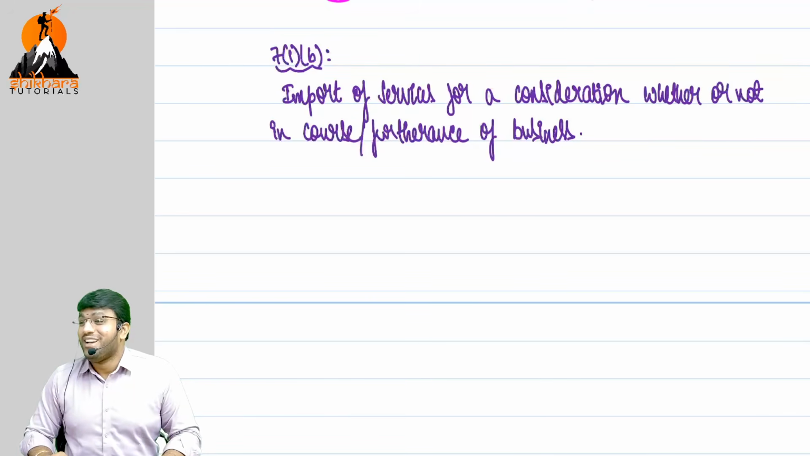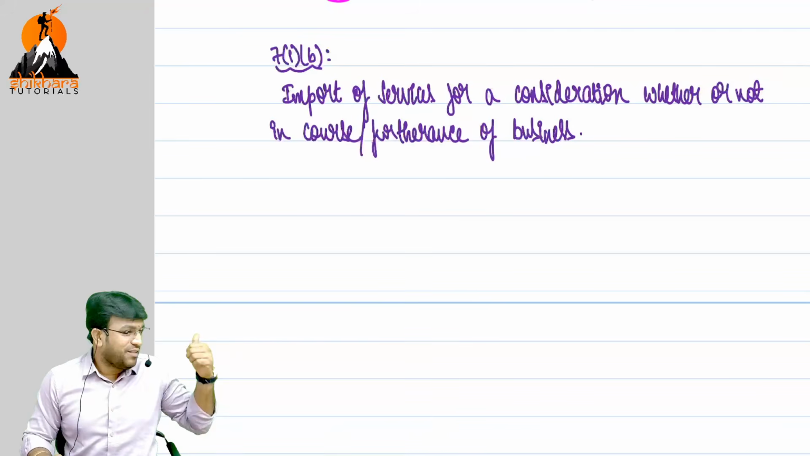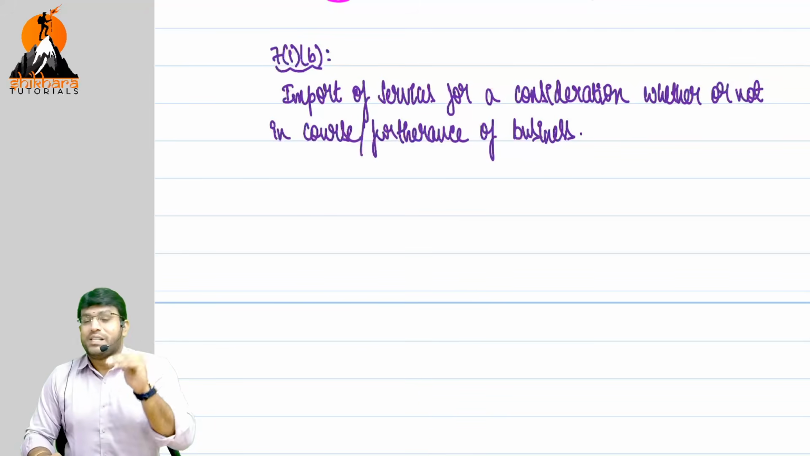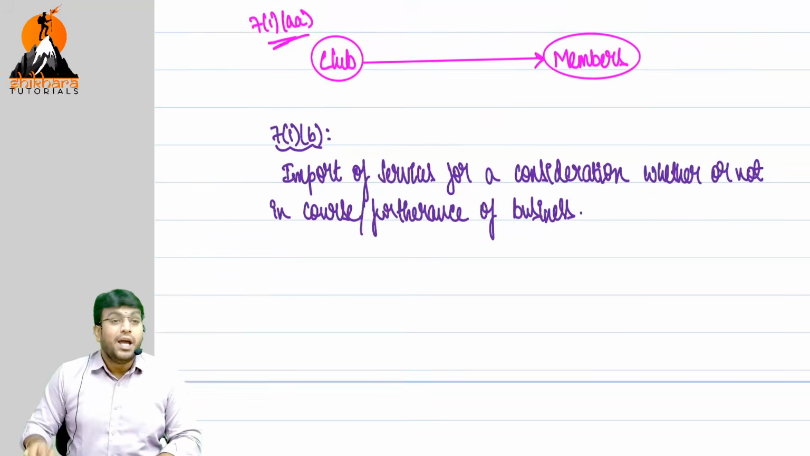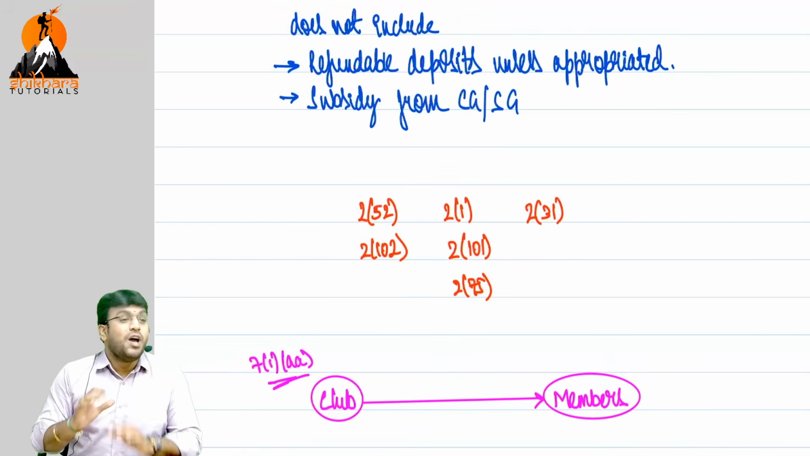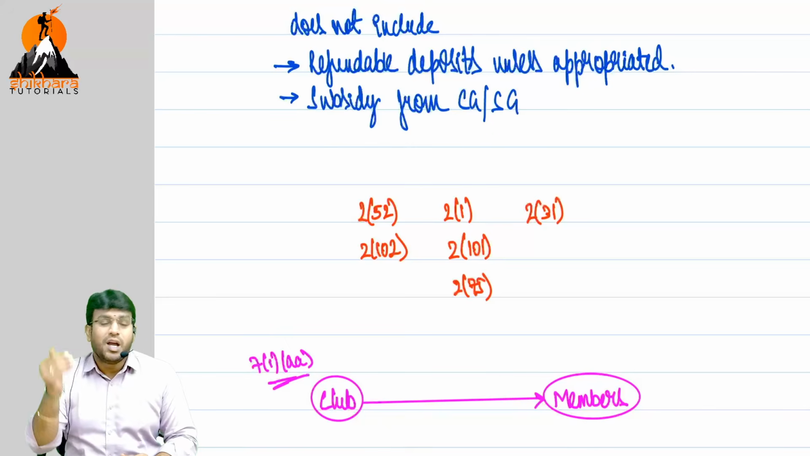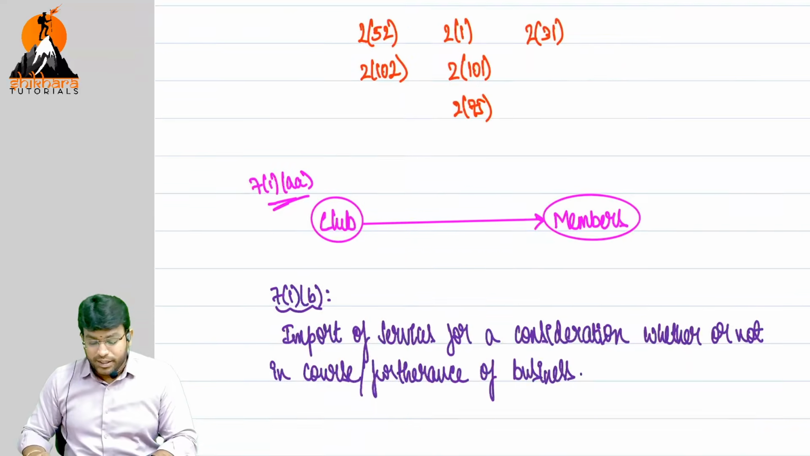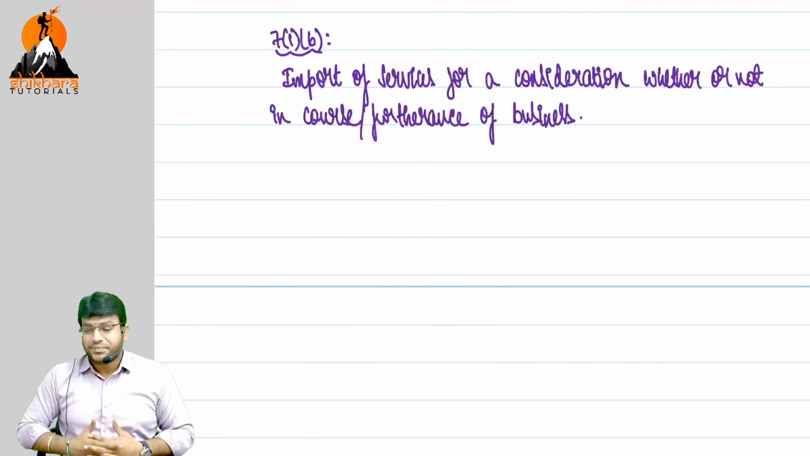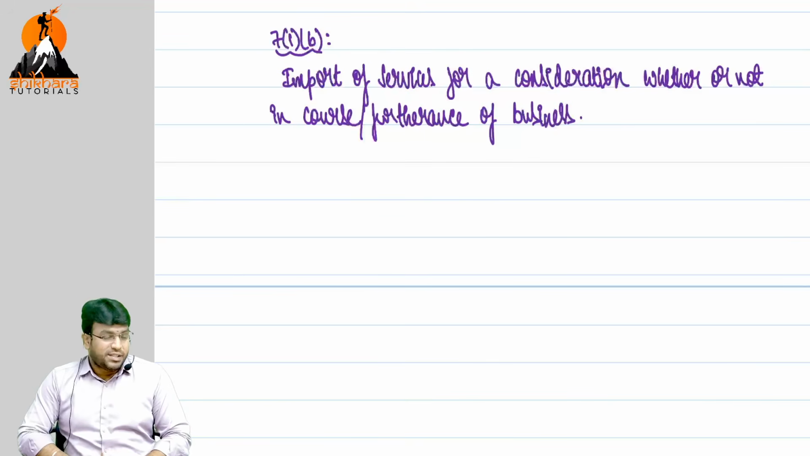Right or not? Absolutely. So I think we got the clarity on this. That's it. So what is 7.1b point, my dear friends? Come on, repeat again. Import of services for a consideration, whether or not in the course or furtherance of business. Take this point, come on. Write one line. Import of services for a consideration. Consideration, which section?